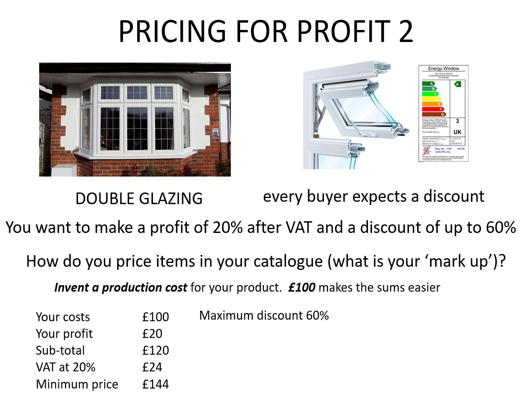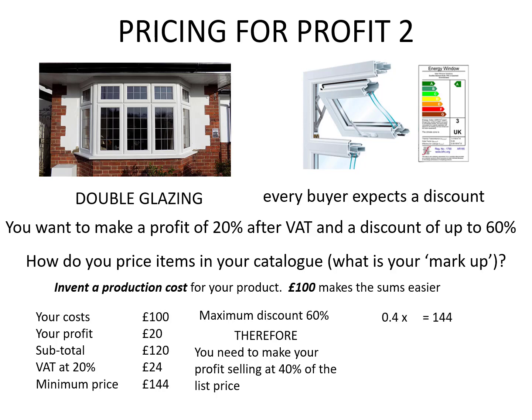Now, I want to be able to give a discount of up to 60%. In other words, I need to make sure that my minimum price is covered by 40% of the list price. Well, now it's quite a straightforward reverse percentage calculation. 0.4x has to equal 144. So that means x, my list price, is 144 over 0.4, £360. Now, don't worry about the actual prices here. The point is, that represents 360% of my costs, or a markup of 260% in the catalogue.